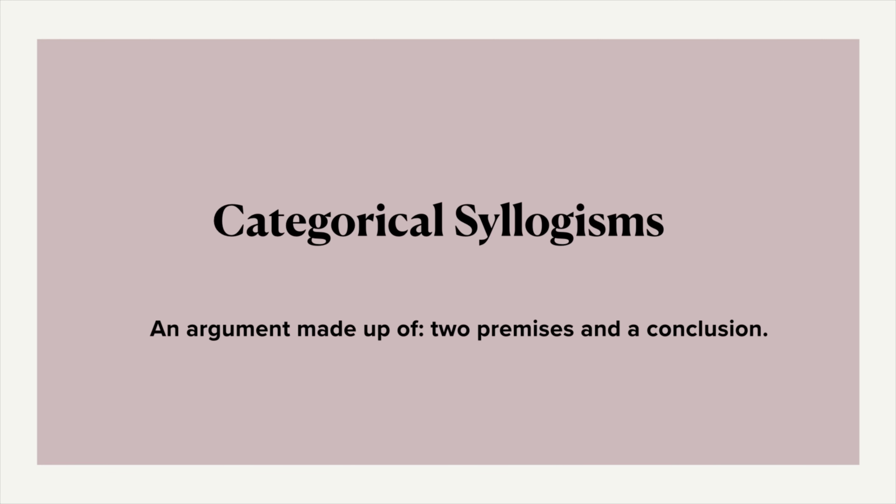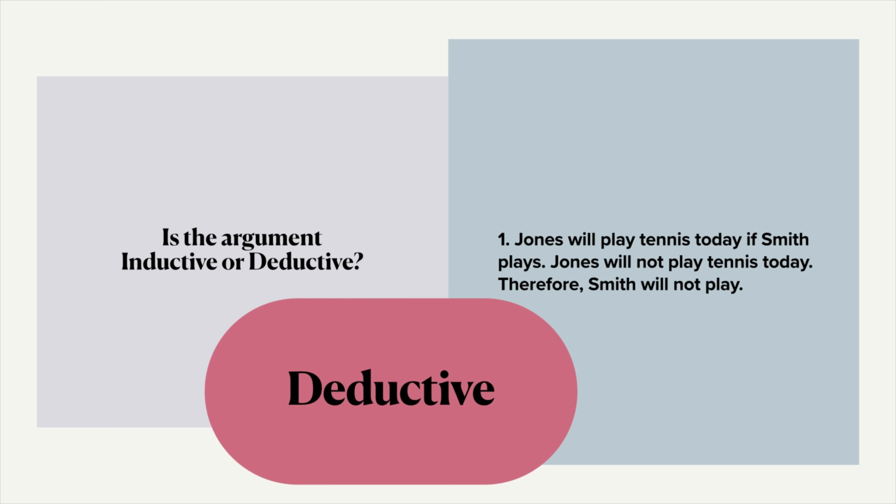Our final topic for this lesson is teaching our students categorical syllogisms. We've been looking at many categorical syllogisms so far. It is simply an argument made up of 2 premises and exactly 1 conclusion. Let's get back to our example of Jones and Smith. Jones will play tennis today if Smith plays is our first generalization. Jones will not play tennis today is our second generalization. And our conclusion is, therefore, Smith will not play.